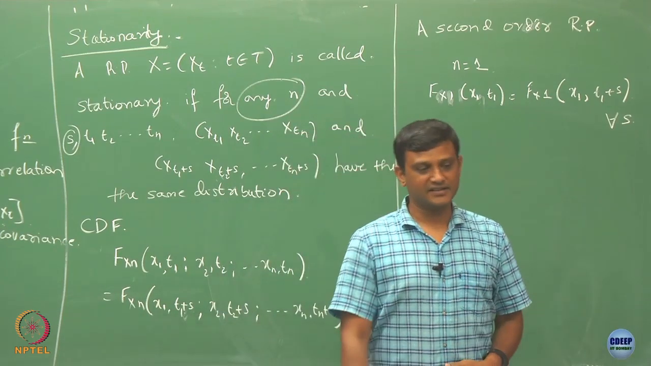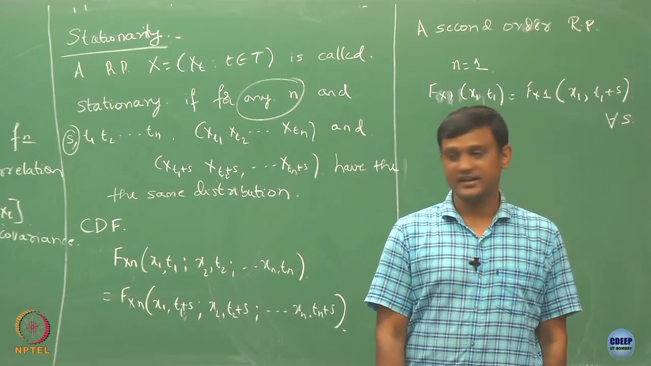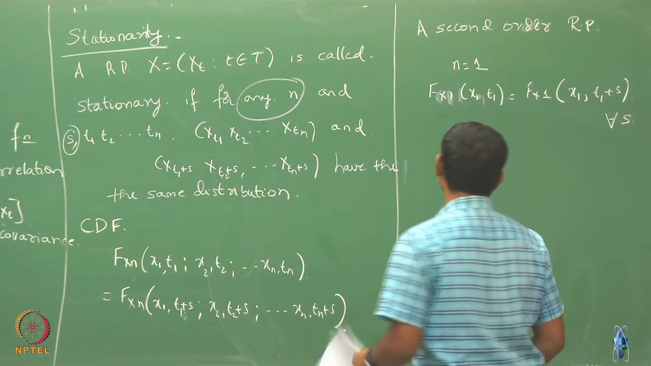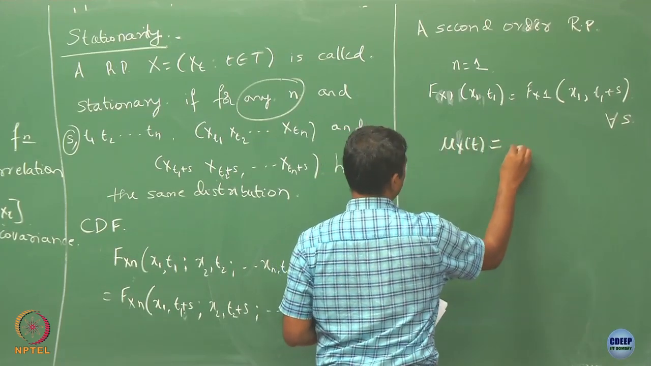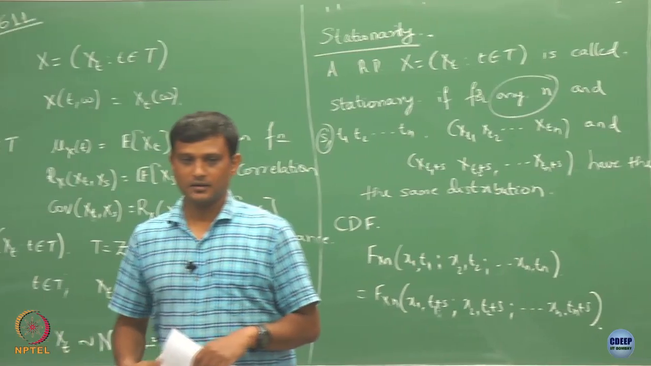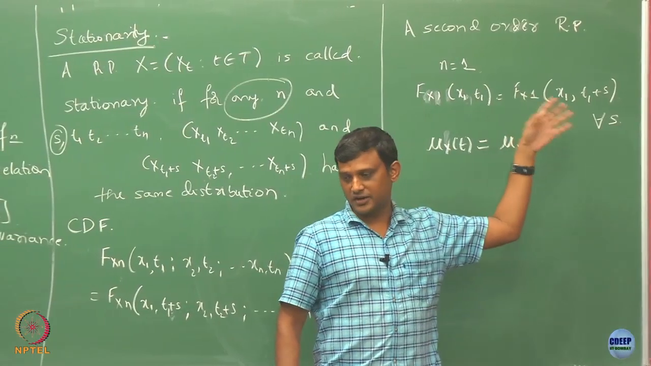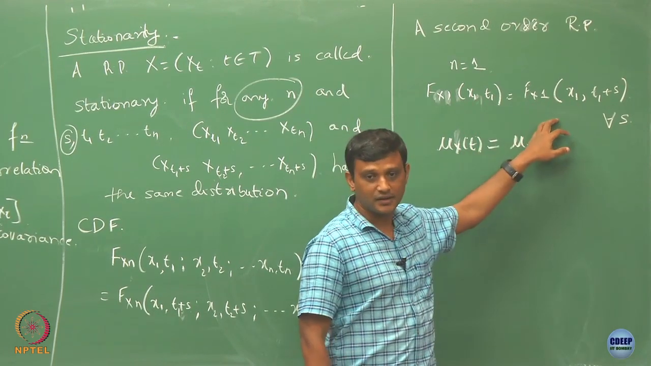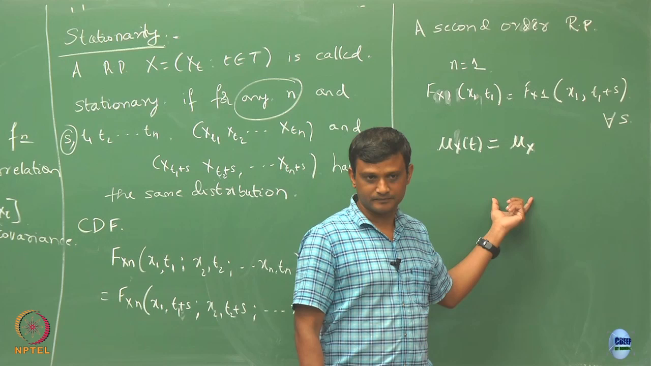If every random variable has the same CDF, then what does that mean in terms of the mean? Will all of the XTs have the same mean? Then the mean of the process XT will be something like mu X only. It does not depend on T, the index. Because the CDF is the same at any index we look at, the mean of the random variable at all the indices is going to be the same.